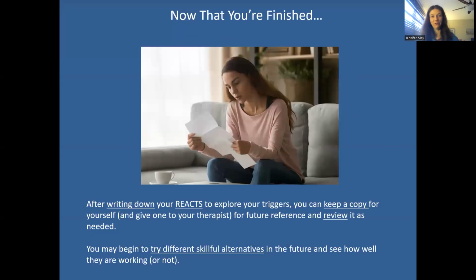Okay, so now that you're finished, you filled out your chart with all the REACTS and all the coping skills you could try. So you could try the coping skills now that you wrote them down and see how they work, see if they're working for you, if they're good, if they're not good, if you need to modify something, and see what you could learn for the next time. And hopefully it'll be a good growth experience.